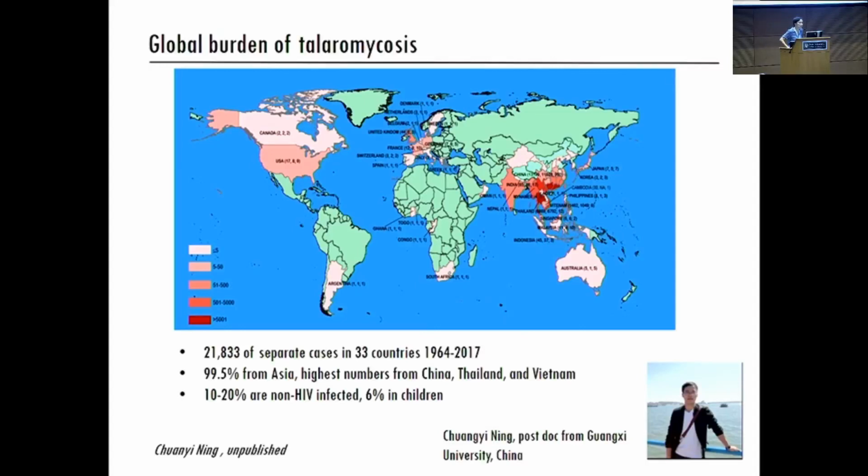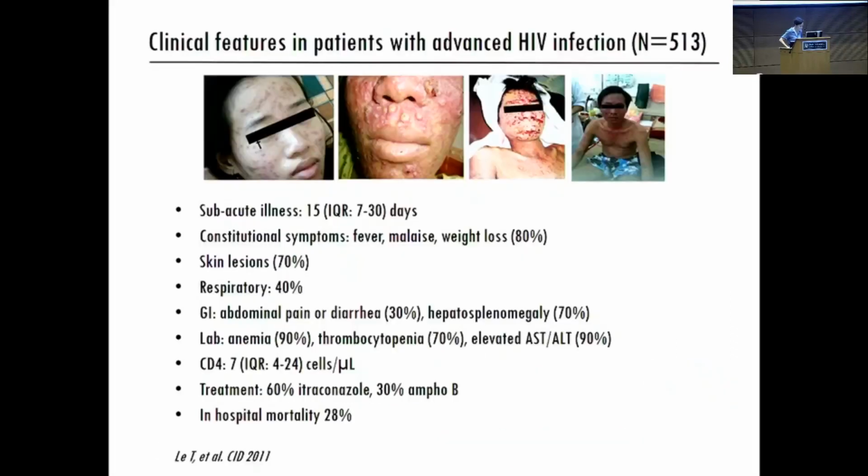10 to 20% of patients are non-HIV, so we are beginning to see an emerging epidemic in non-HIV patients with primary or secondary immune deficiency conditions, and we do see it in children, up to 6%.